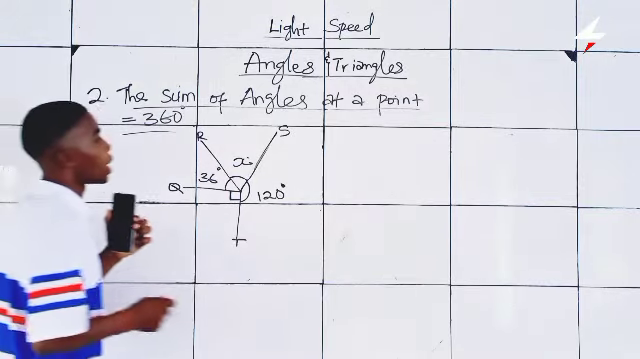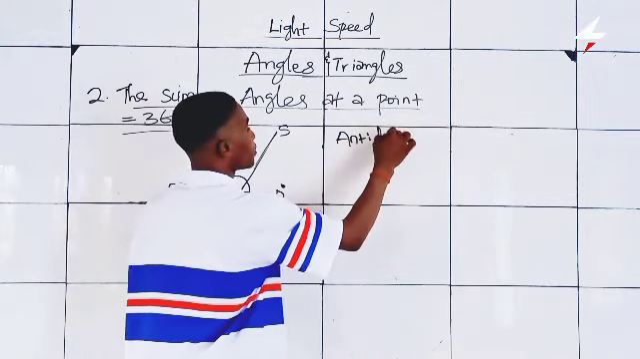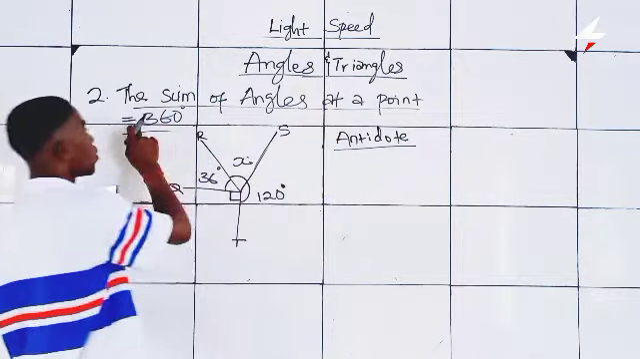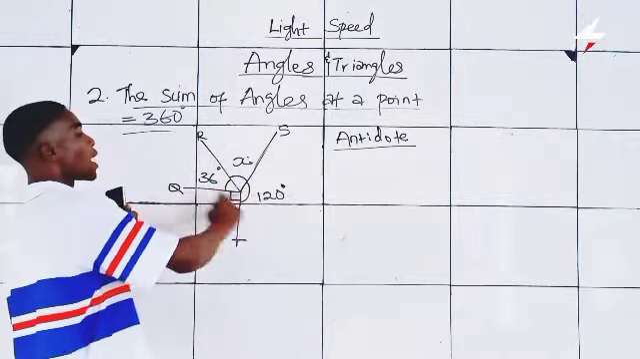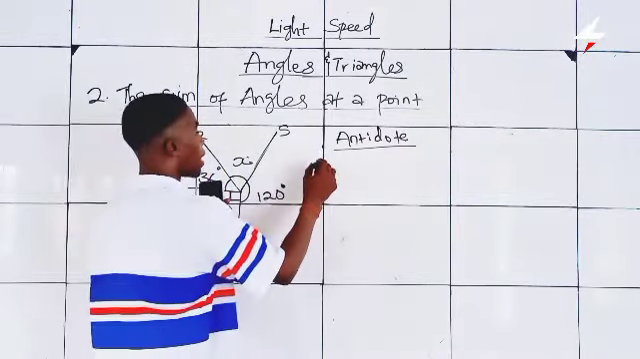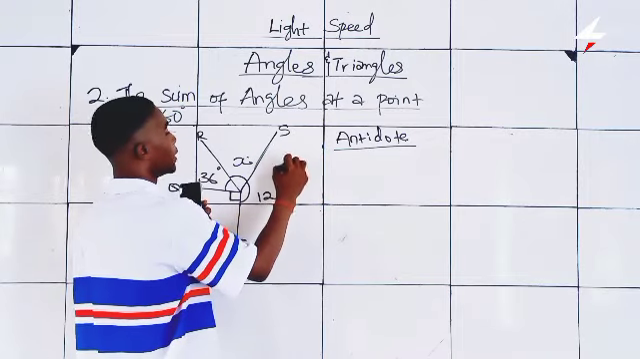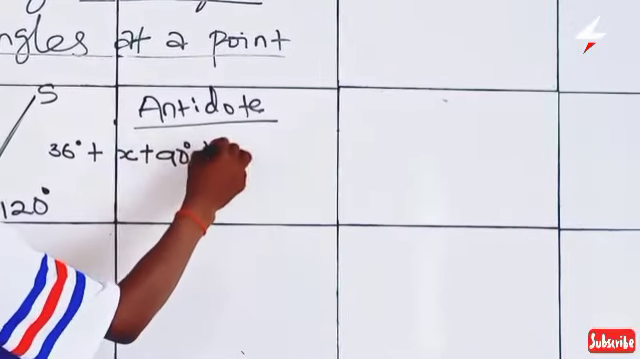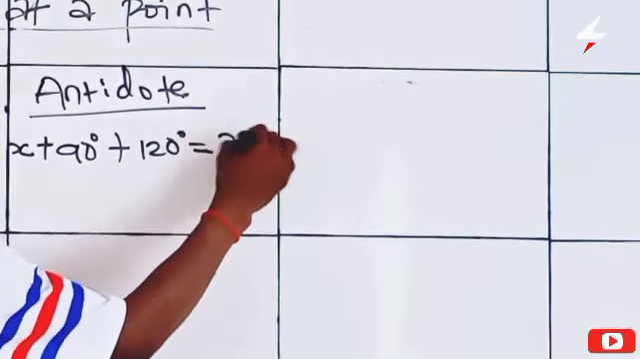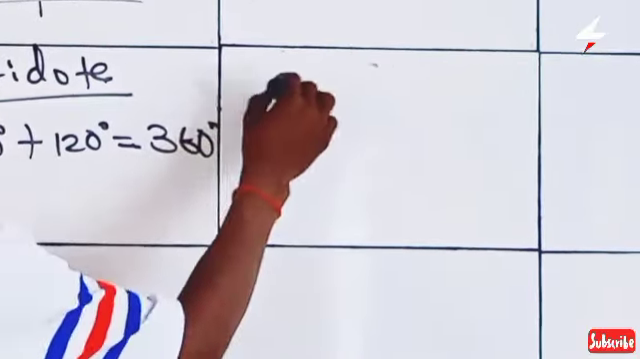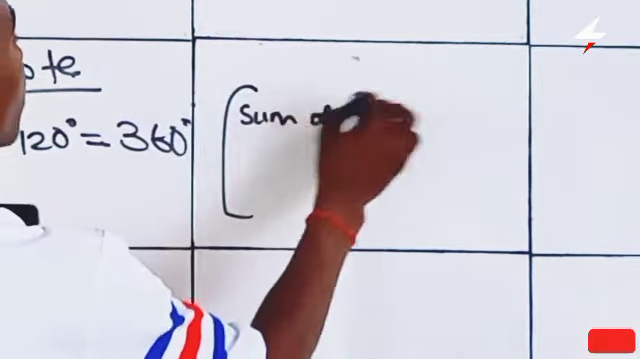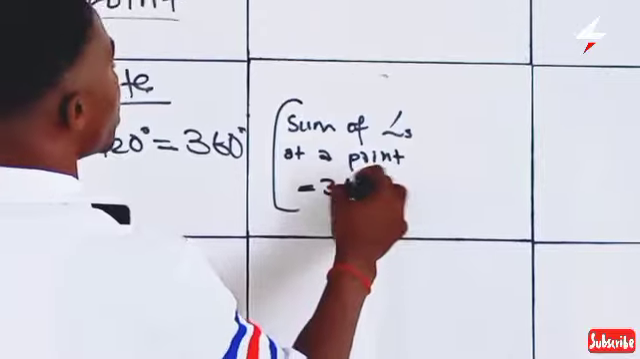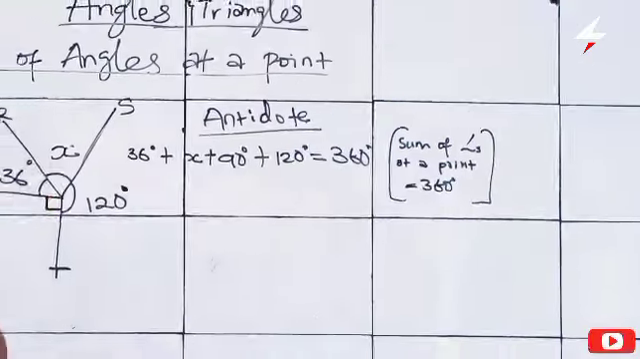Okay, let's solve. So now, antidote. Don't forget your law. The sum of angles at a point equals 360. It means the sum of all the angles here is going to give us a total of 360. We'll write 36 degrees plus X plus 90 degrees plus 120 degrees equals 360. Then you put your reason. I told you before, you put your reason: sum of angles at a point equal to 360 degrees. All right, that reason is very important.